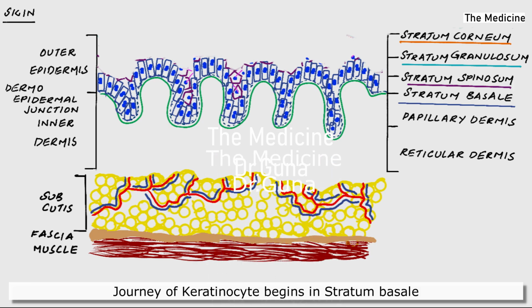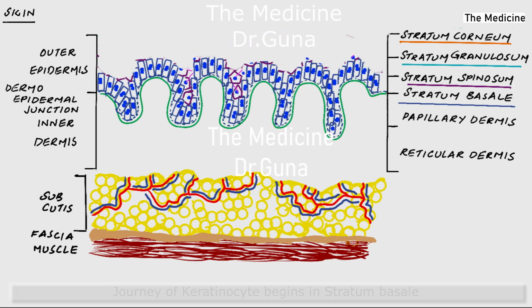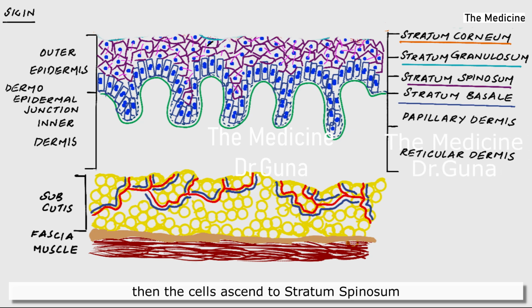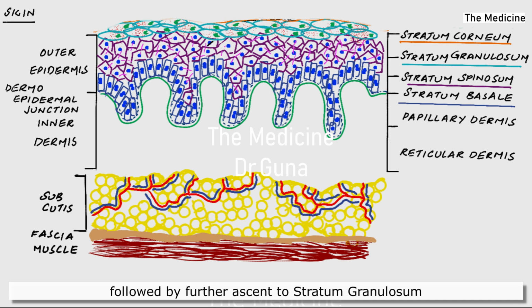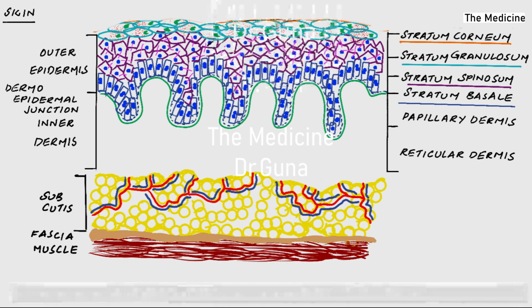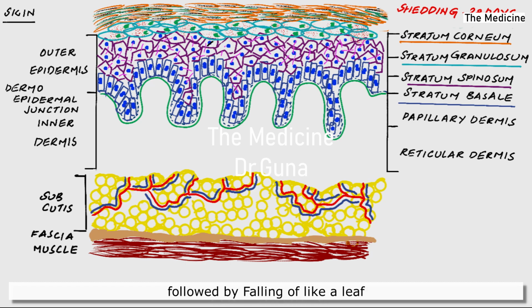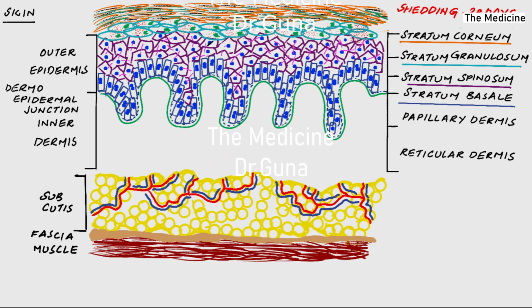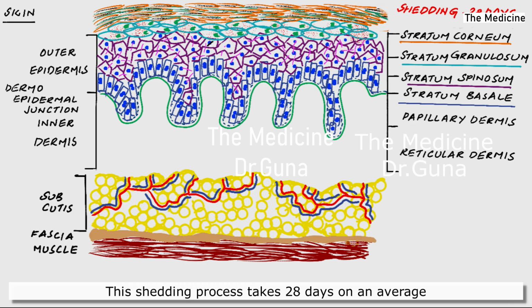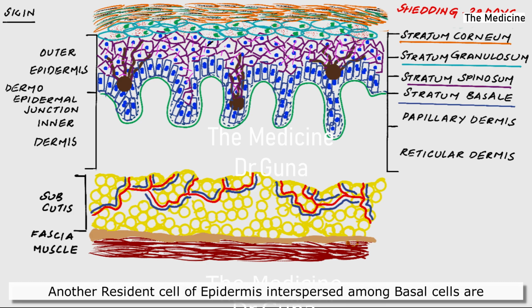Journey of keratinocyte begins in stratum basale. Then the cells ascend to stratum spinosum, followed by further ascent to stratum granulosum, and ends with stratum corneum. This is followed by falling off like a leaf. This shedding process takes 28 days on an average.